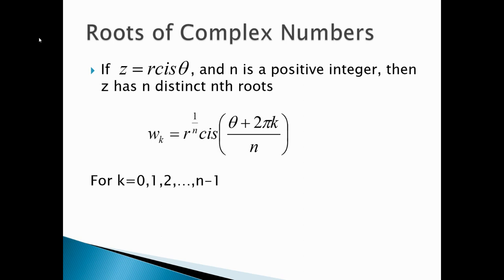You should take your r to the 1 over n power. Remember, the 1 over n is like the 1/2 power is square root, 1/3 power is cube root, and so on. And then you add on 2 pi k over n. Another thing to notice is that if you are trying to find the nth root, there are n distinct nth roots. So if it's a square root, you should have 2 square roots. If it's a cube root, you should have 3. If it's a sixth root, you should have 6. This process is a little tedious and honestly slightly annoying, but not impossible.